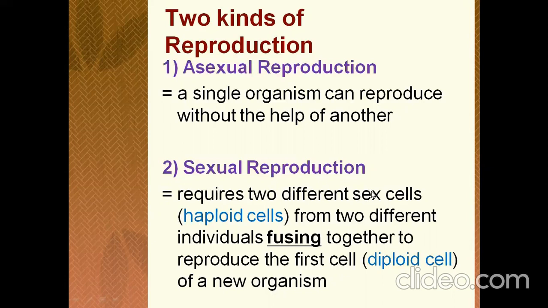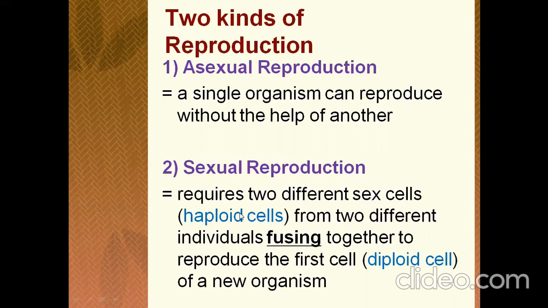While in sexual reproduction, also two individuals can be involved. Like in humans, there are two partners, male and female. Males produce sperm, while females produce ova, right? So here we should be clear about it. Sexual reproduction requires two different sex cells.